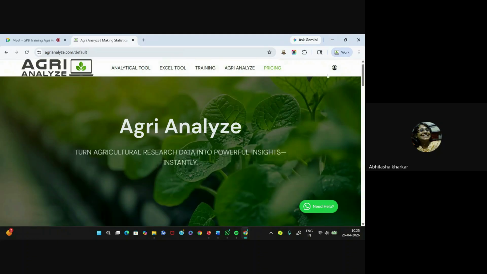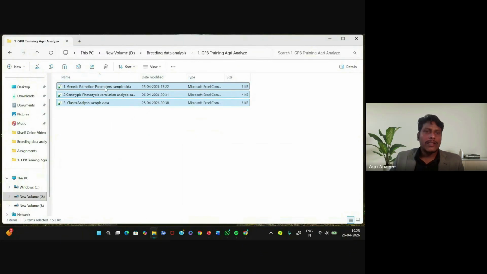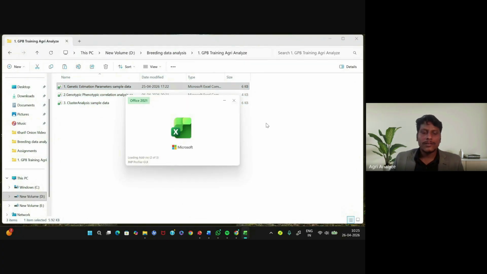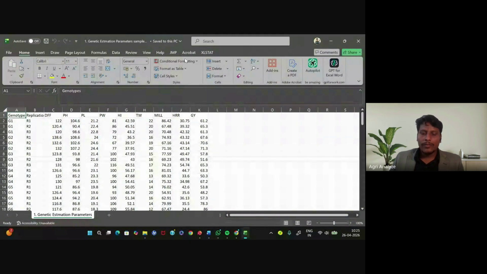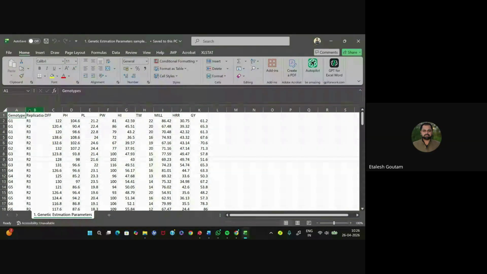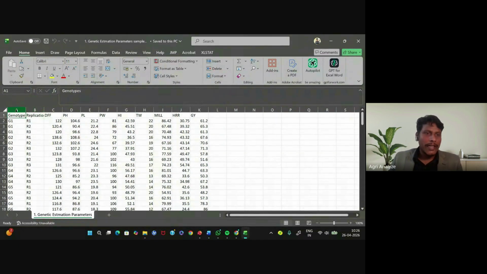Open the file first, genetic estimation parameter sample data. Everyone please open the shared Excel sheet number 1. Here is written genetic estimation parameter sample data. You can see here, this is the genotype, this is the replication, and here are the traits. TFF means days to first flowering, PH means plant height. So the traits are given in short form.